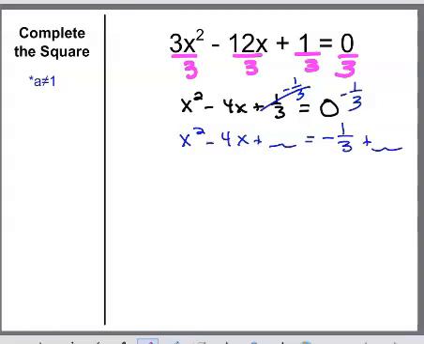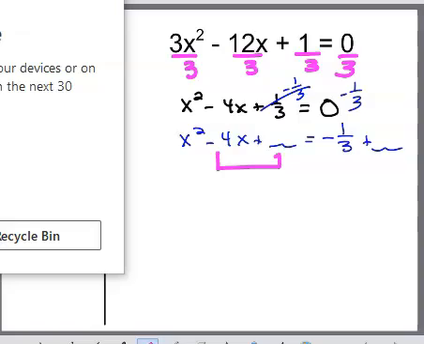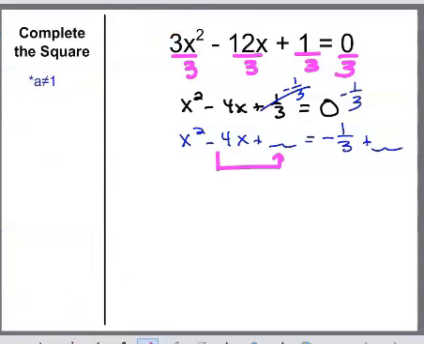And then I'm going to half it. Take half of negative 4, which is negative 2. See, if you take half of that and put it in as a positive or negative, then everything's set up. So we half it, we square it, we add it to both sides.